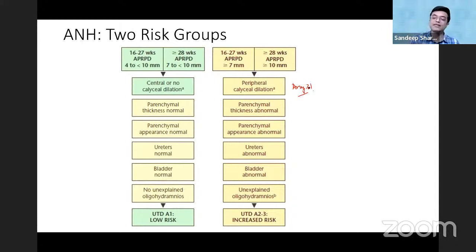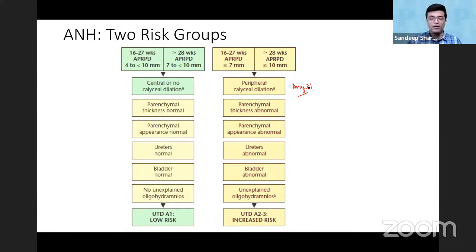These are the high-risk patients, also called increased-risk patients. So if there is peripheral calyceal dilatation, that is, not central but peripheral calyceal dilatation, or abnormal parenchymal thickness, or abnormal parenchymal appearance, or abnormality of the ureter, or bladder abnormality, or oligohydramnios, you will call it UTD A2-3, that is a high-risk patient. So two risk categories: low risk and increased risk.